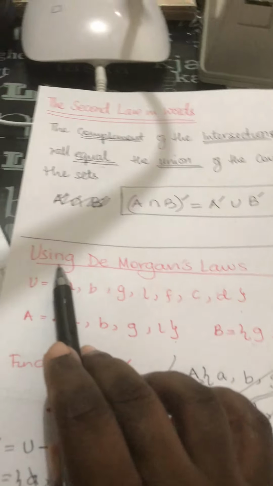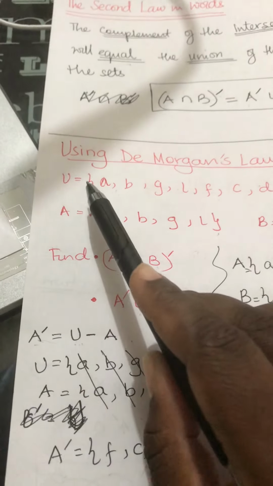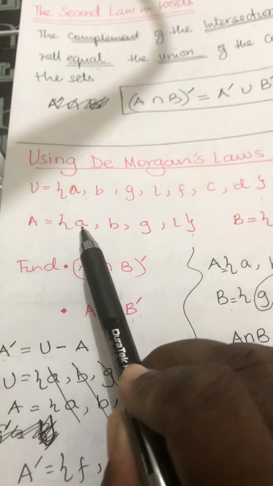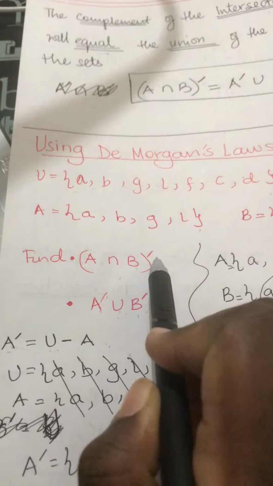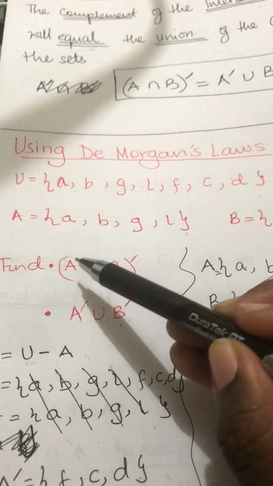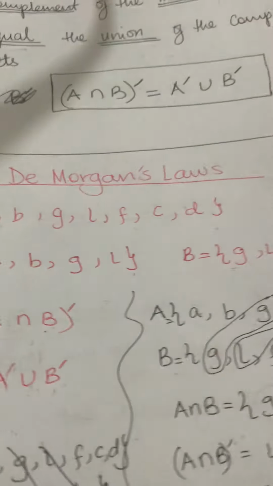All right. So we are using De Morgan's law. So let's say they gave you the universal set. These are the elements in your universal set. Then they told you what is A. Then they told you what is B. So now find A intersection B complement. First, that means find A intersection B. Then find what it is not.